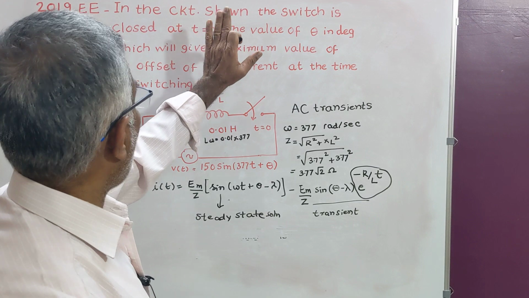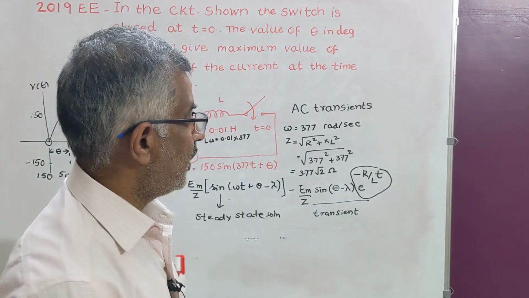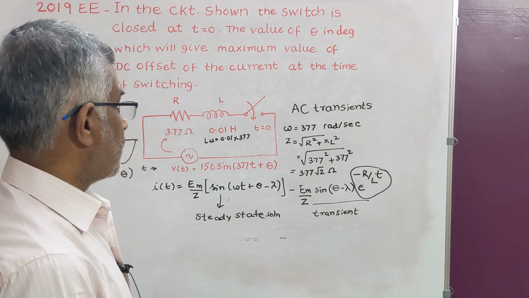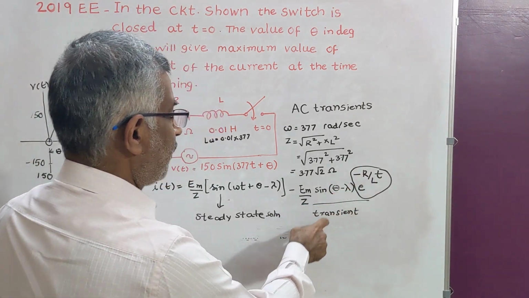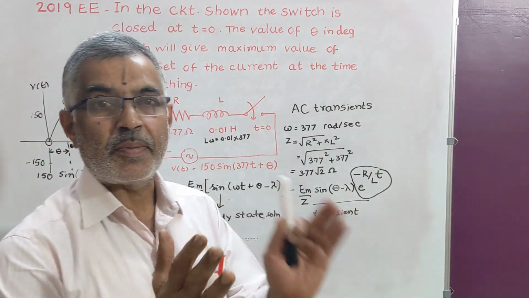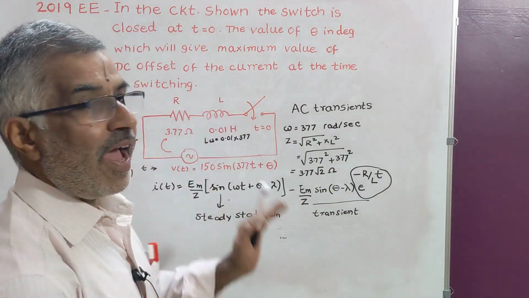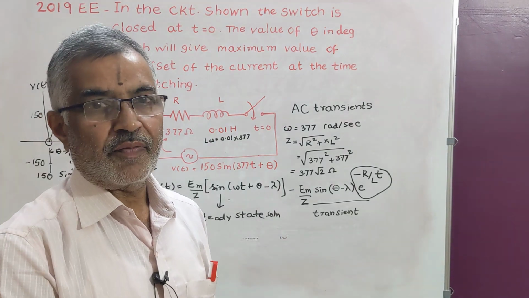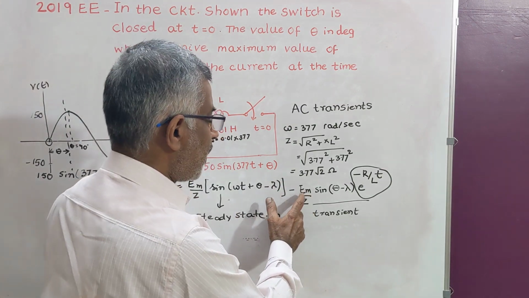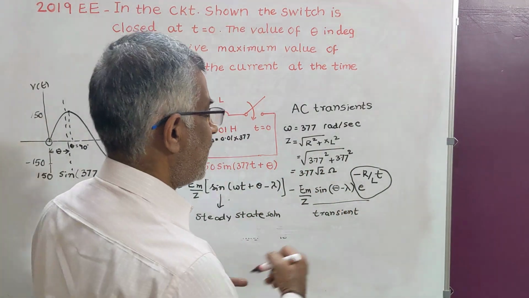But in the problem it is mentioned that t is 0. Therefore t is 0 means this becomes 1. Now the question is for what value of theta this transient part is maximum. That is called the DC offset. DC offset means this portion will have a maximum value during starting. So you have to find that value of theta. Em is a constant, Z is a constant, forget about e power minus R by L t, because it has become 1 at t equal to 0.